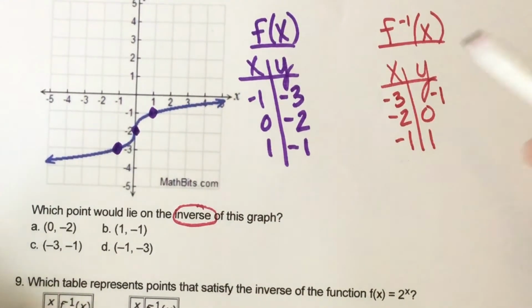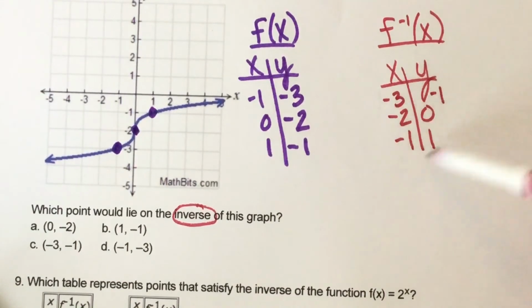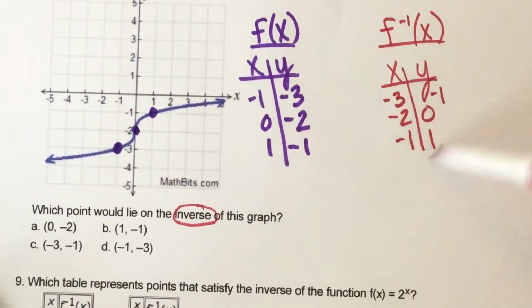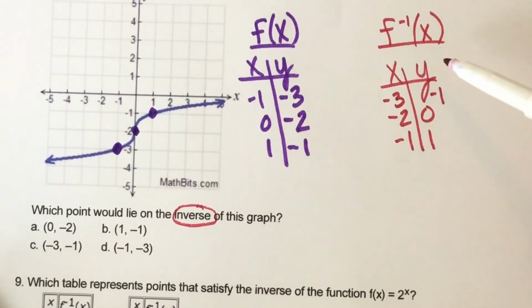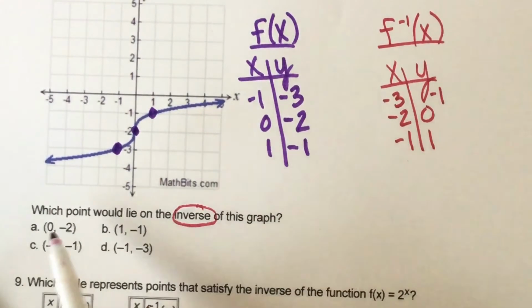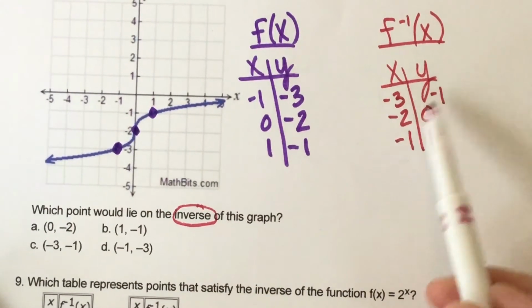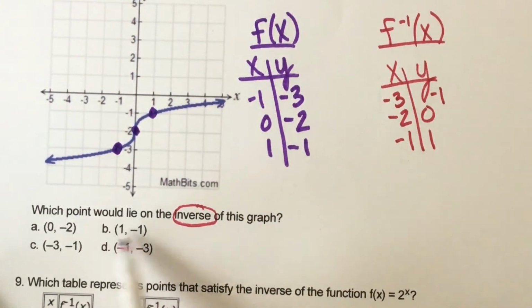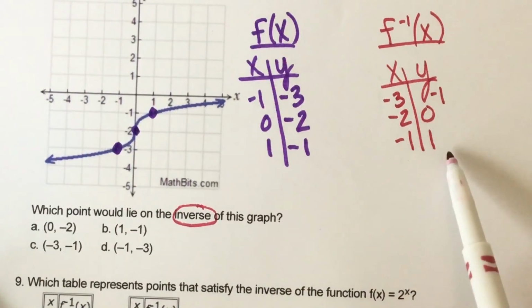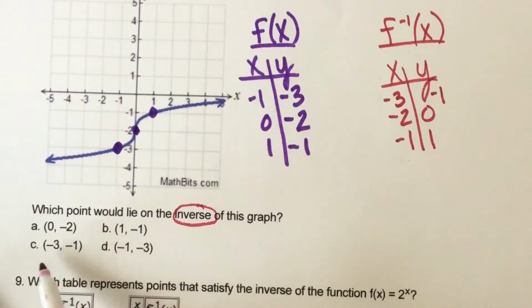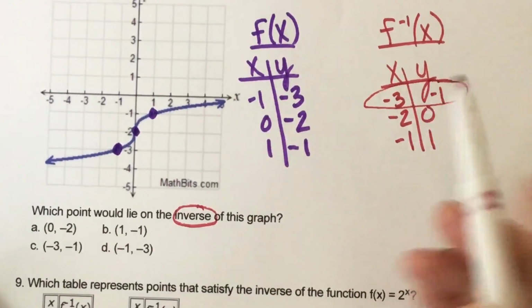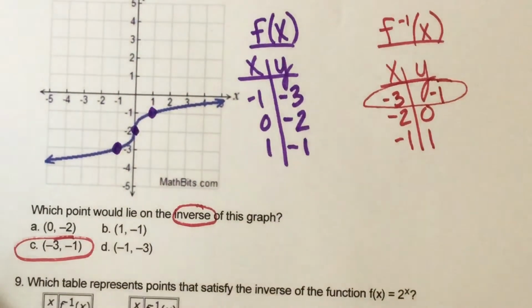Okay, and I'm just going to see which points are down here from what I'm looking at here. Okay, so first, 0, negative 2. Do we see 0, negative 2? No. Okay, do we see 1, negative 1? No. Do we see negative 3, negative 1? Negative 3, negative 1. Bing! So this point is on the inverse.